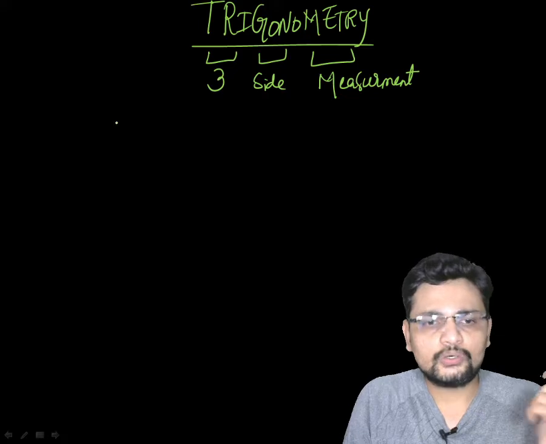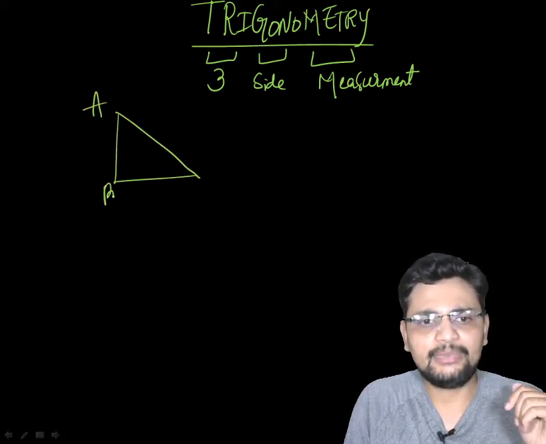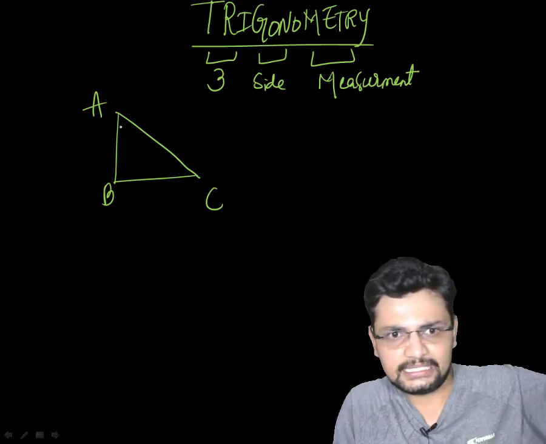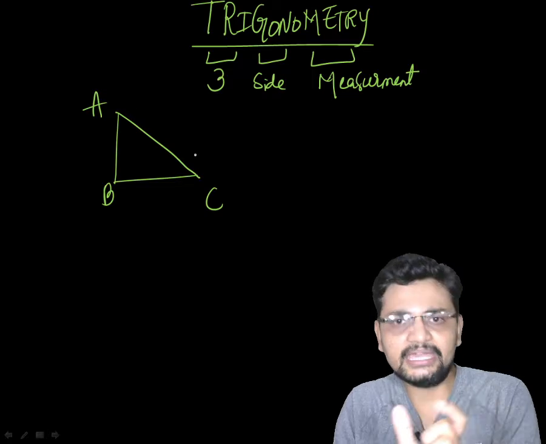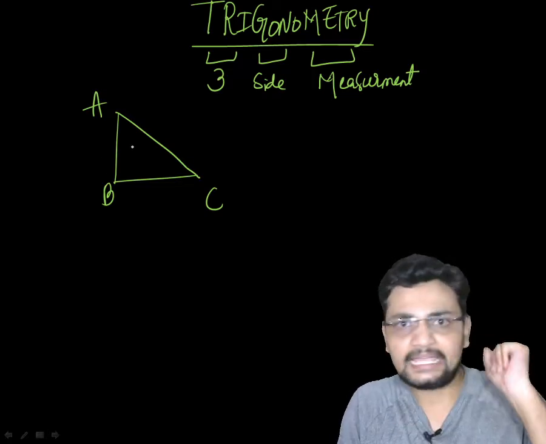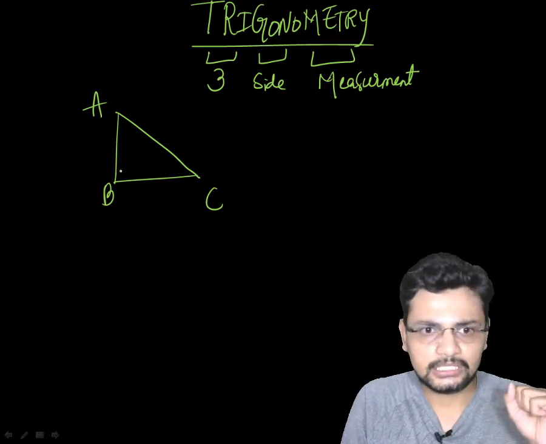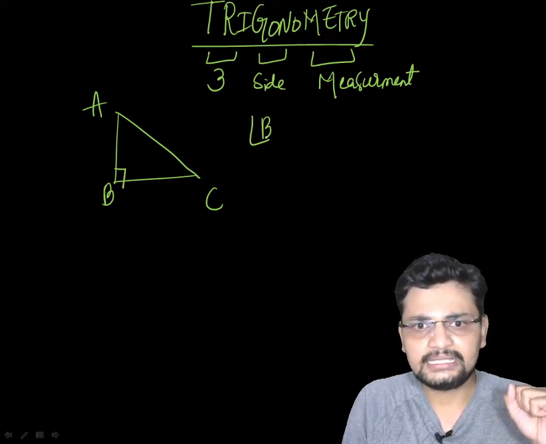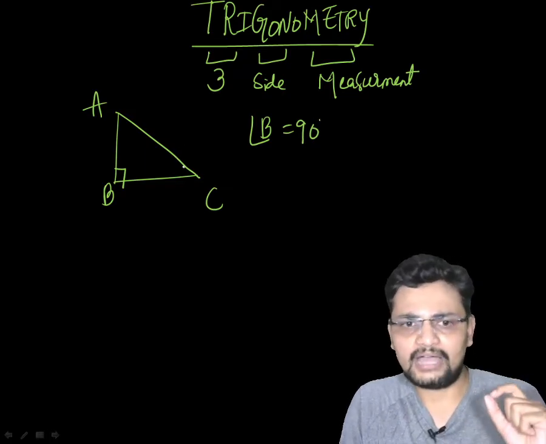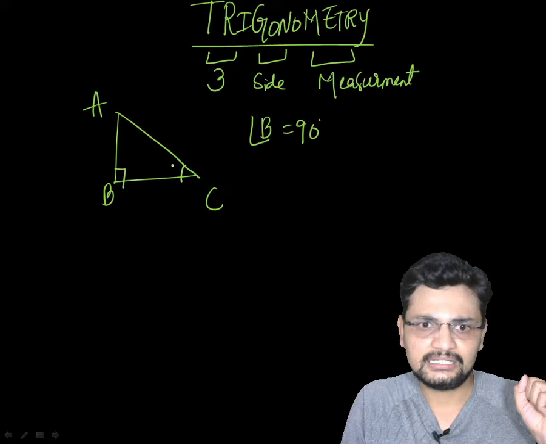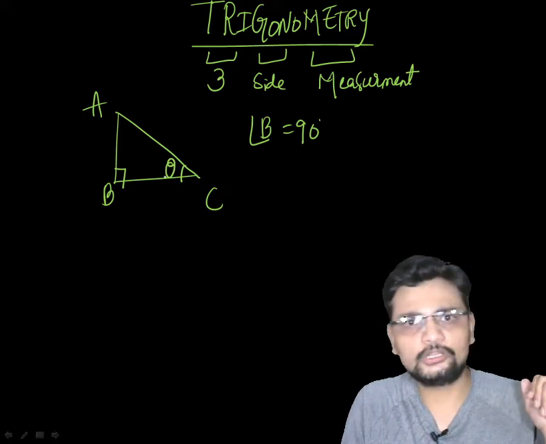So let us take an example of one right angle triangle, ABC. As you can see, there are 3 sides. First side is AB, then we have BC, then we have AC. Similarly, we have 3 angles as well, that is angle A, angle B and angle C. Now here, this angle B is at 90 degrees. Let us take angle C as a reference angle, and I indicate it with theta, which is nothing but the unknown angle.